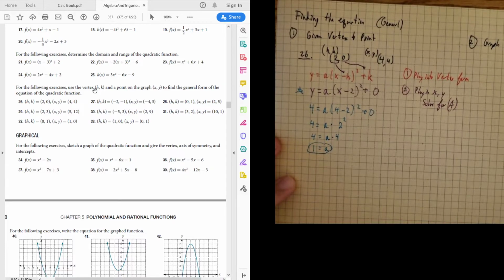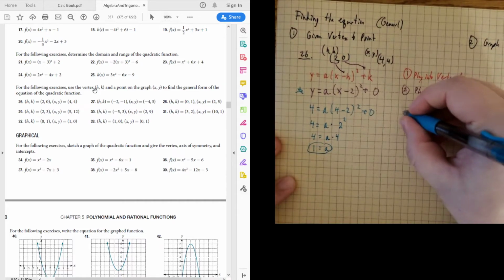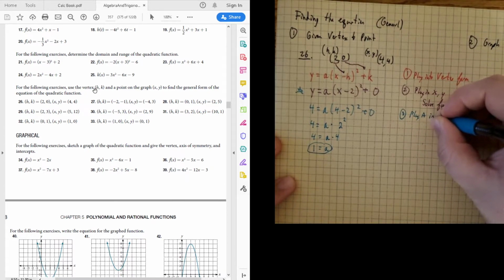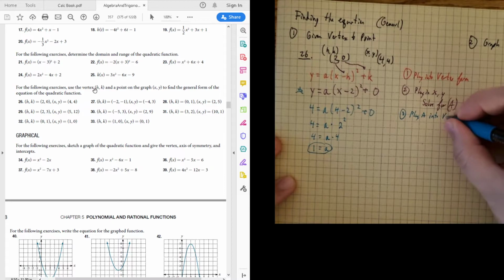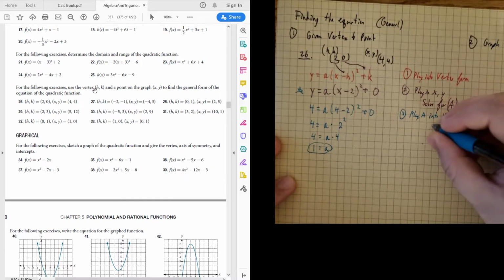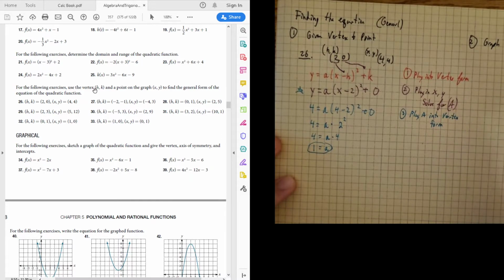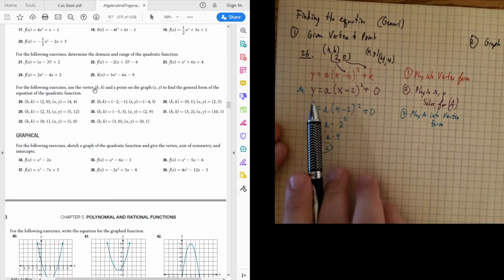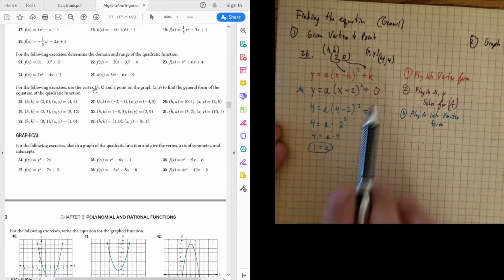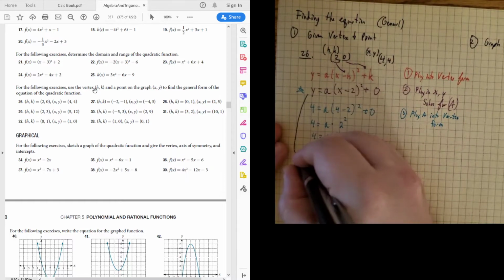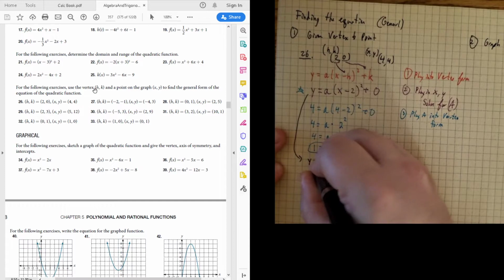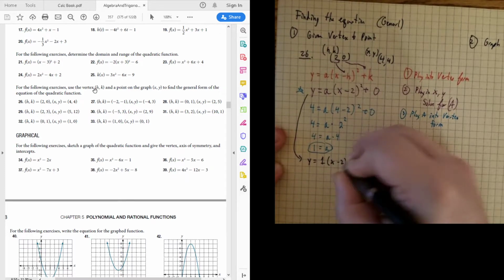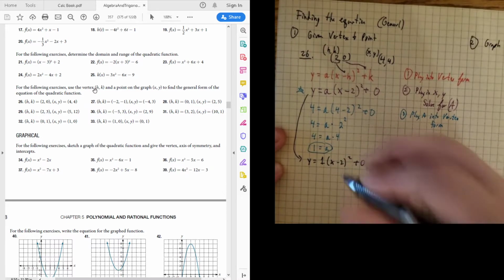Now that I've gotten that piece done, and I found a, what I'm going to do is plug a into vertex form. This is why I go ahead and write that piece down: if I have the problem already written out, now I can just go ahead and plug it in here. So I take this equation, and I write it down. y equals 1 times x minus 2 squared plus 0.